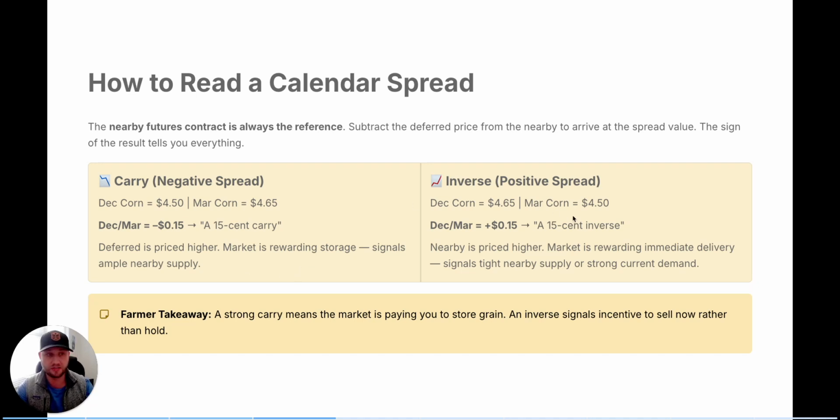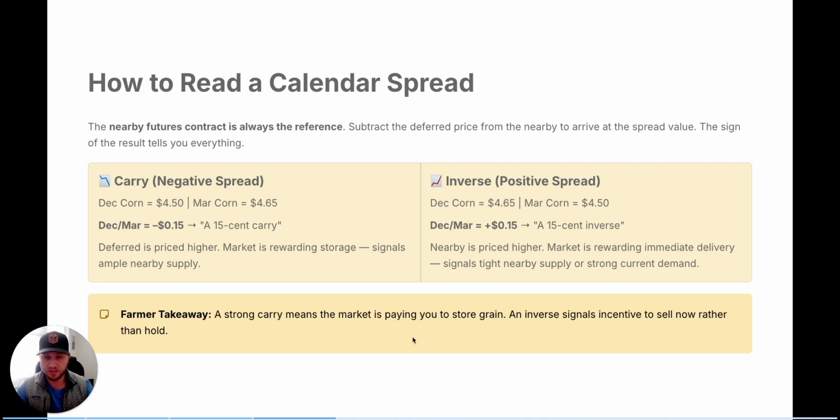On the other side, you can have an inverse, which is where the spread is positive. That's where December, your nearby, is priced higher than your deferred. In this one, we did December at 465, less your March at 450. So that's a plus 15 cents, which is a 15-cent inverse. What this is saying is the market is incentivizing someone to sell their grain in the nearby right now rather than hold it because the market is demanding it right now, for whatever reason. Could it be a logistics issue, a supply tightness, just strong demand, anything like that.